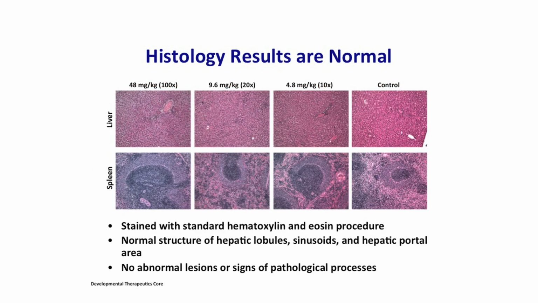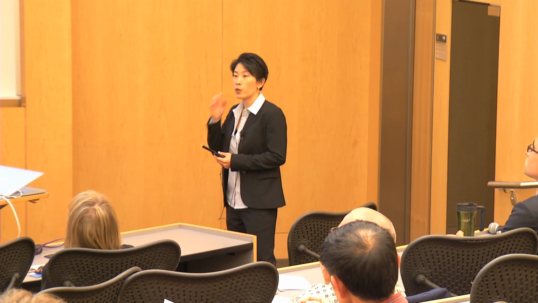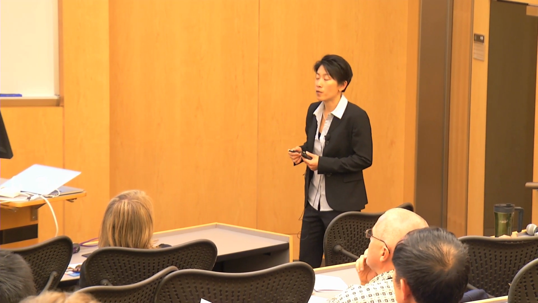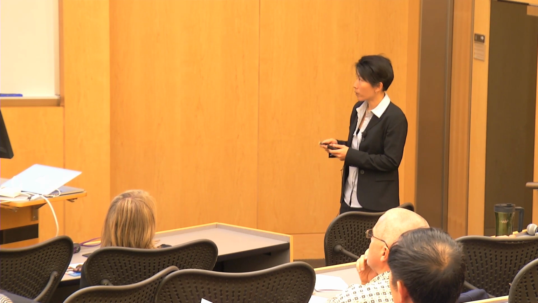We also did histology for this type of system, and we don't know how to interpret these, but our experts tell us that the structure looks normal for both the liver at all of these concentrations, as well as the spleen, and that there are no abnormal lesions or signs of pathological processes. So we're very confident in these results. What that means is we do all of this work to show that they're not cytotoxic. So I guess that's a good thing. It's just that from my perspective, it involves a lot of animals, more than you would have expected.